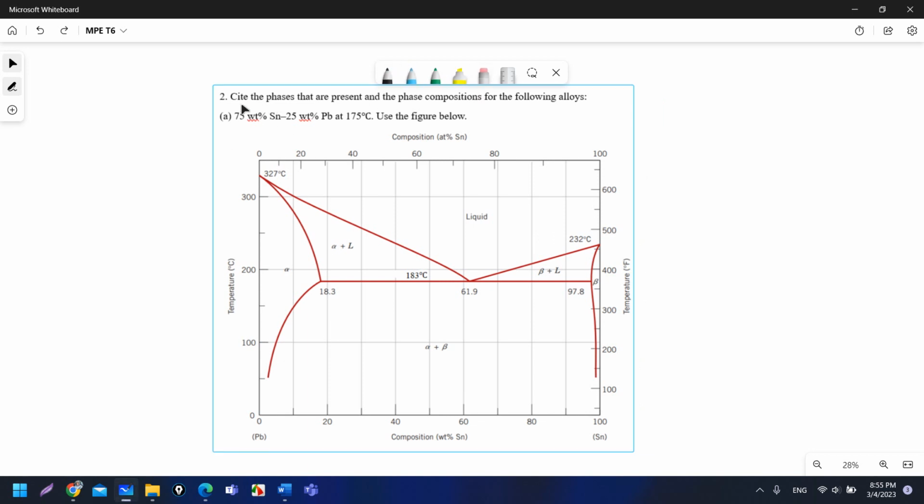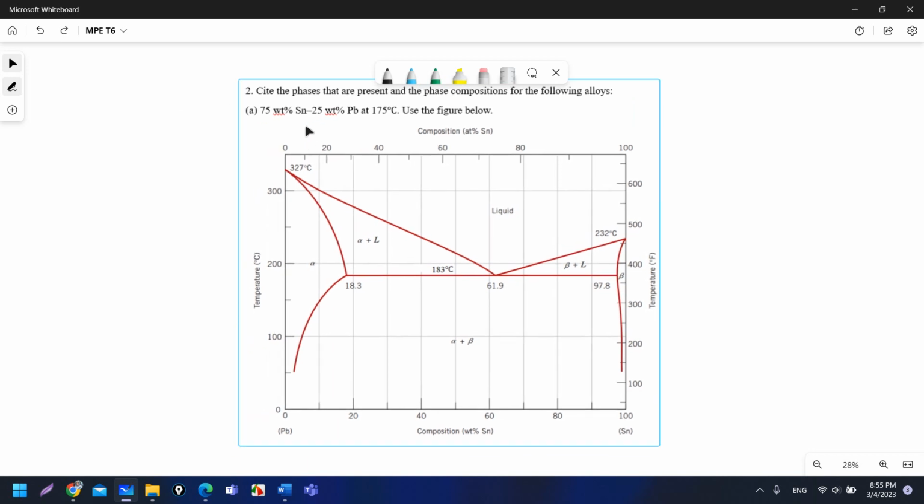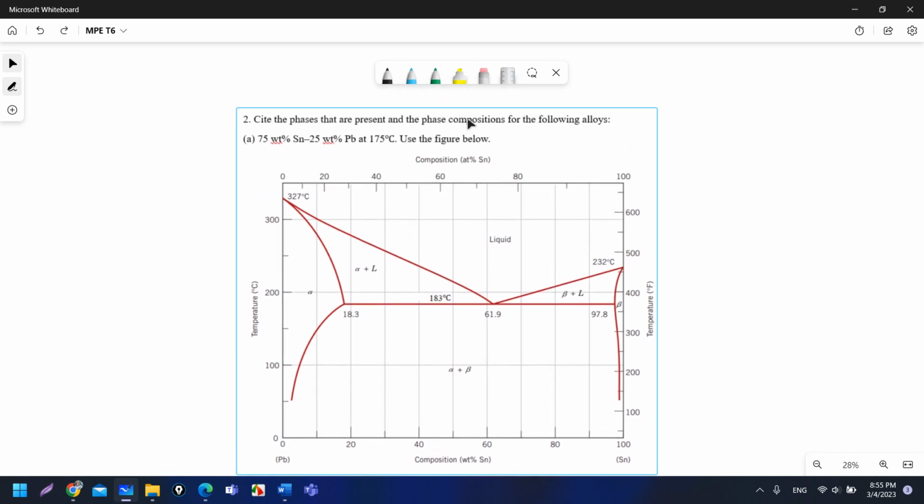Here we have a question that says, cite the phases that are present and the phase composition for the following alloys. So I have an alloy that consists of 75 weight% of Sn and 25 weight% of Pb at 175 degrees Celsius. So I have this phase diagram. Here the x-axis represents the composition of Sn. So he said 75 weight%.